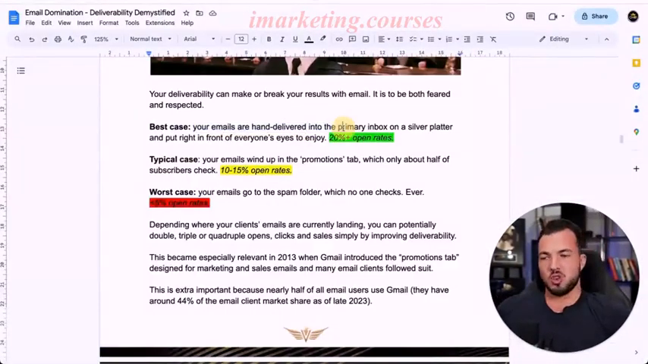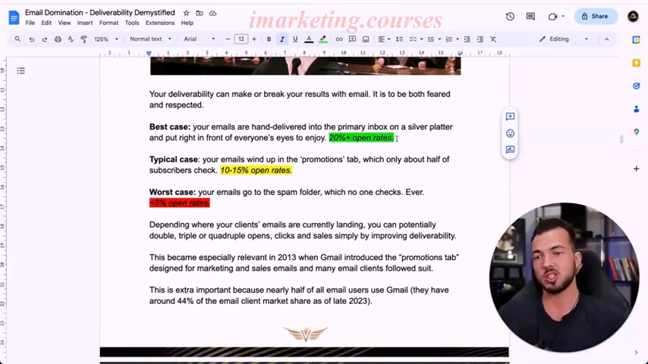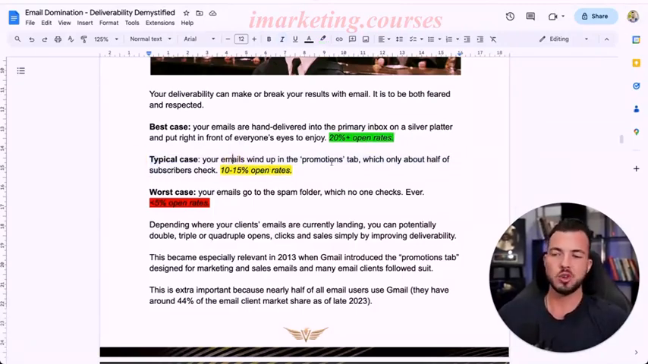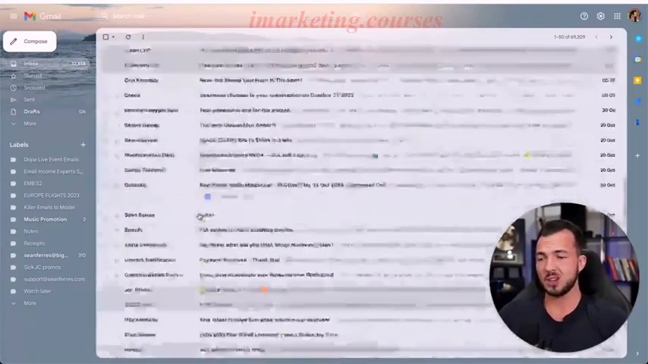So the best case is your emails are hand delivered into primary. That's what we want. We want primary inbox. And you should be getting at least a 20% open rate if your emails are landing in primary. My email open rates are closer to 30 to 40%, sometimes even over 40%. And the reason for that is because I continuously remove my inactive subscribers, like I mentioned in the last video. Now, a typical case is that your emails will wind up in the promotions tab, which is the one I just showed you, which only about half of subscribers check, right? Be honest, if you use Gmail, you probably only hang out in this primary tab here.